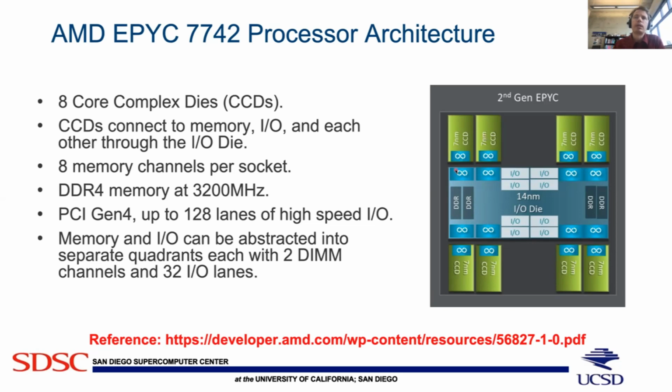there's some important differences in terms of latency and memory access, depending on where the data gets stored. I'll get back to that. So the memory and the I/O can basically be abstracted into separate quadrants, the so-called NUMA quadrants, where you have non-uniform memory access, and each has 2 DIMM channels and 32 I/O lanes.